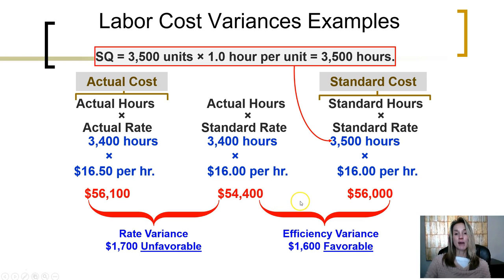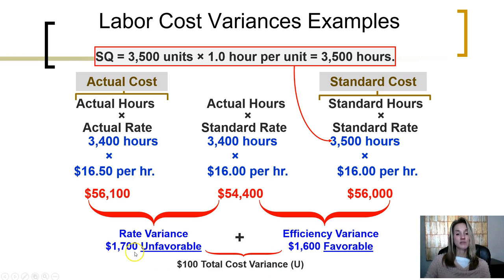Over here, the dollar amount of difference between the flexible budget and our overall standards was $1,600. That is an efficiency variance that is favorable because our standards say for producing 3,500 units, our cost should have been $56,000, but our labor costs were actually $54,400, resulting in an efficiency variance that is favorable. We want the amount of actual labor hours used to be less than what our standards say.